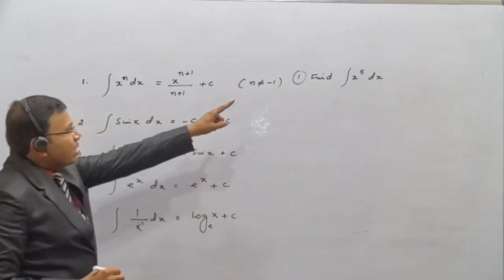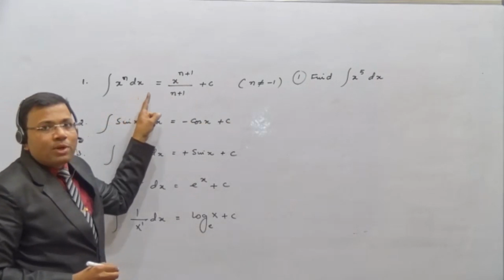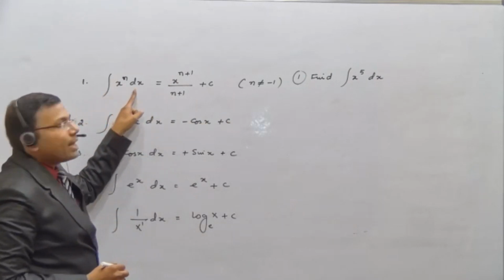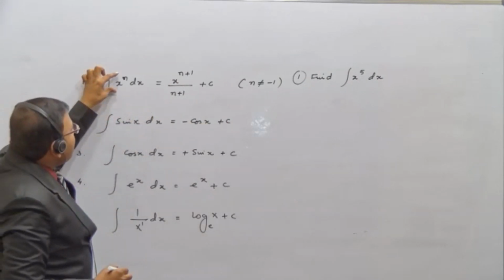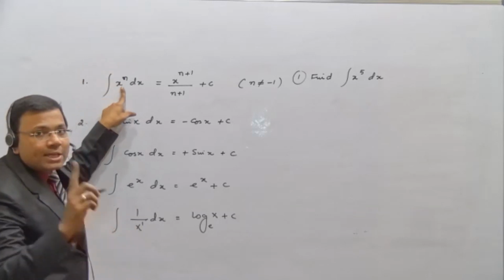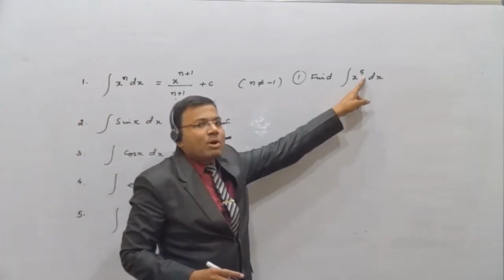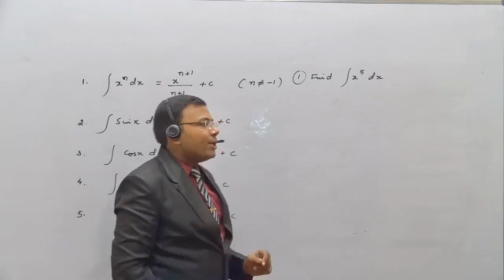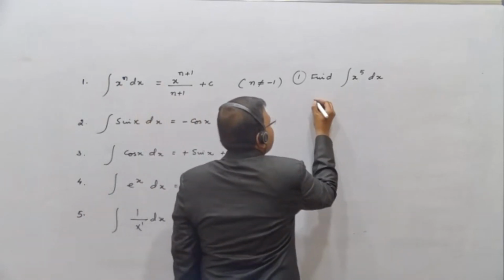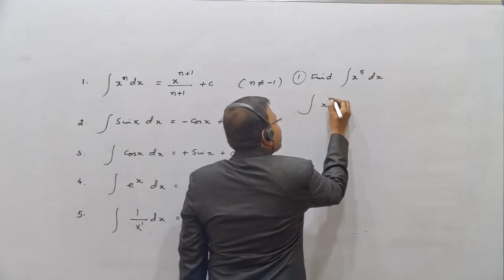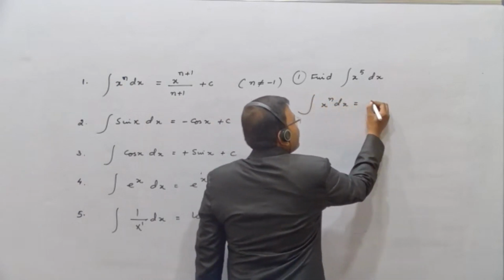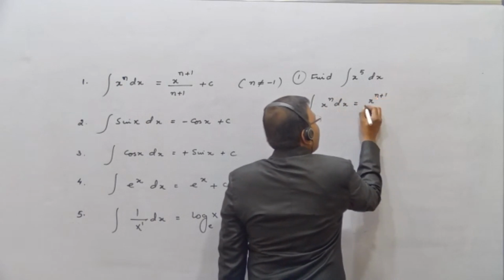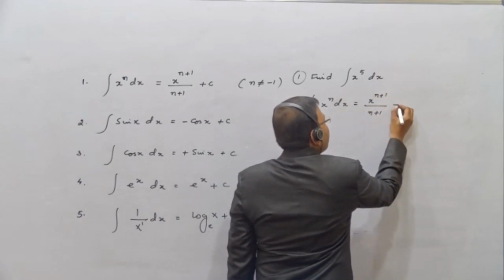So it is the first formula we have to use, integration of x power n dx. What is this integration of x power n? Here we are having x power n, and here we are having x power 5. So how to relate this? What is the value for n? N value is 5. So I'll write the formula once again for you. Integration of x power n dx is equal to x power n plus 1 by n plus 1 plus c.